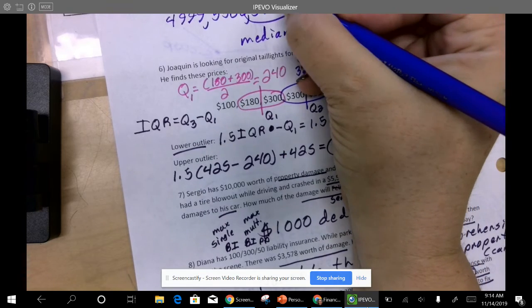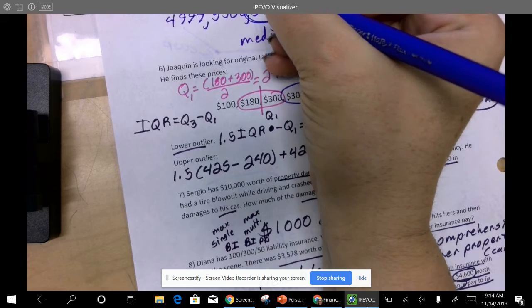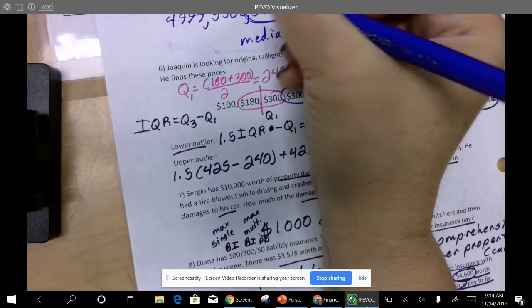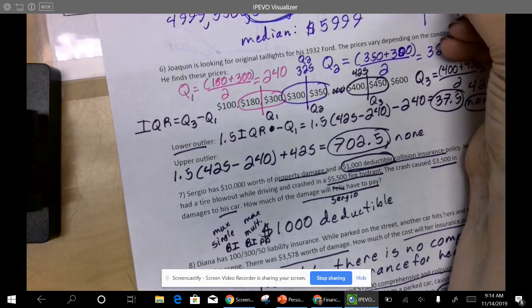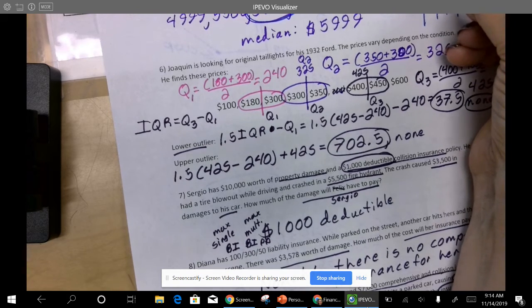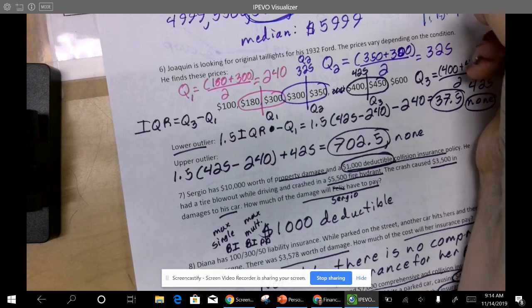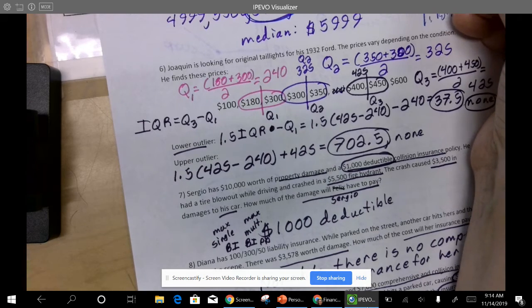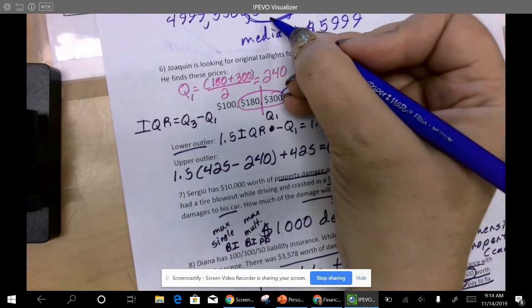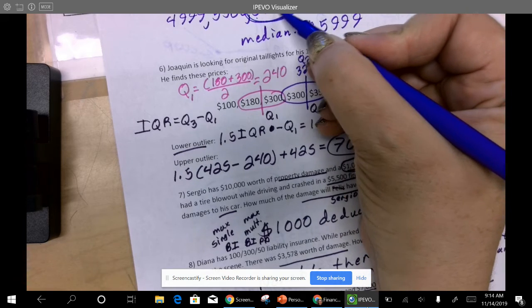So the median, everybody, is the middle. I always think of it as the median in the middle of the road. If you think of a road, it's that part in the middle where they have all those bushes and things, like with the light rail. We can't go past it, right? So this is called the median. It's the middle. And we have an odd number of numbers, so our median is just going to be 5,999.